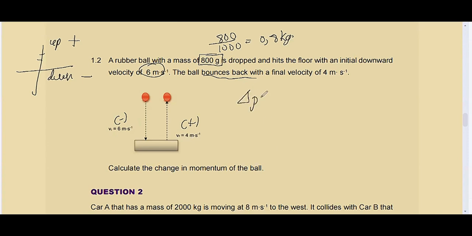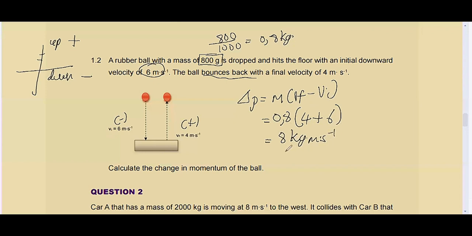So we have the formula change in P is m(VF minus VI). What is our mass? That's 0.8, remember? But our final velocity, that's 4. And our initial velocity, that's negative 6. We have the negative from here. So the negative and negative will give us positive 6 here. Then if we say 0.8 multiplied by this, we get 8 kg meters per second. But since it's coming out as a positive, that means our momentum is in the upward direction. So that's 8 kg meters per second upward. And just like that, you have calculated.